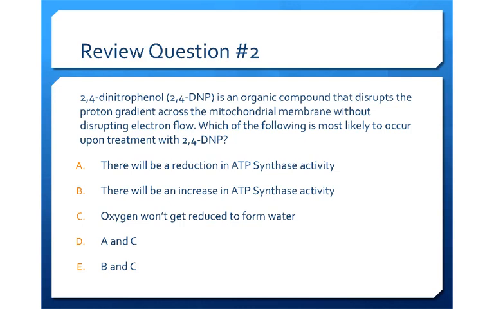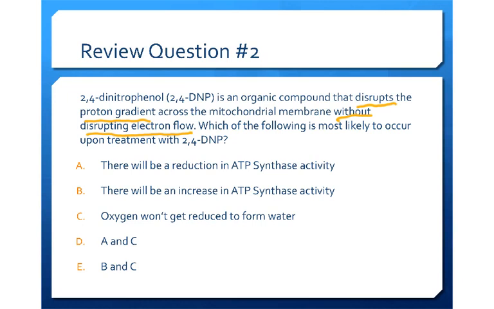2,4-dinitrophenol, 2,4-DNP, is an organic compound that disrupts the proton gradient across the mitochondrial membrane without disrupting electron flow. Which of the following is most likely to occur upon treatment with 2,4-DNP? Okay, so let's look at our answer choices.